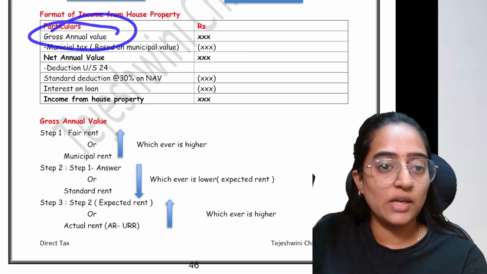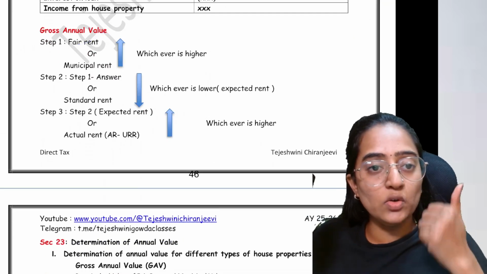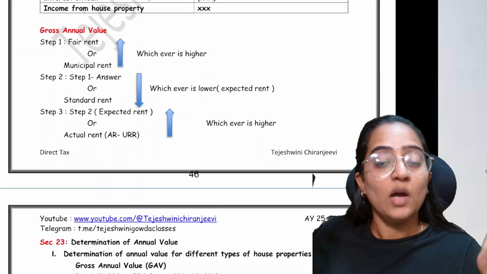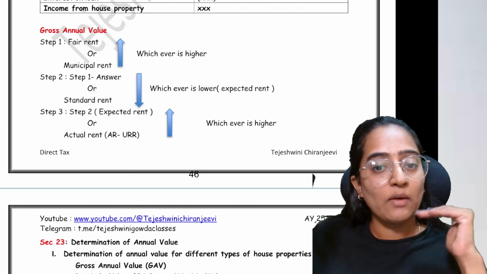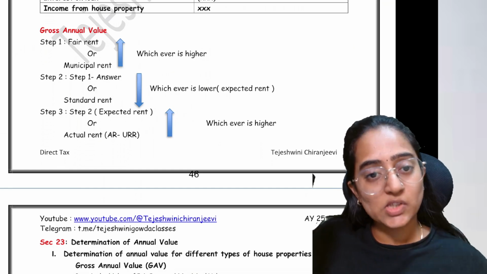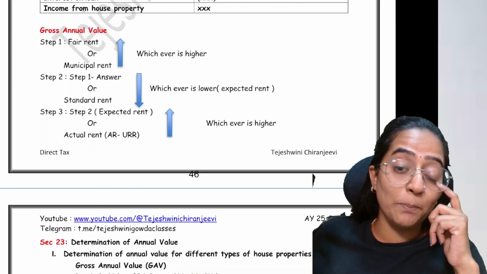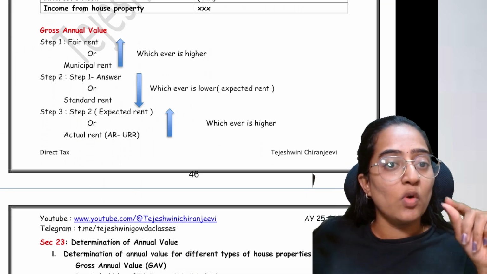How do you determine GAV? Very, very simple. In step number 1, you determine fair rent or the municipal rent, whichever is higher. Whatever answer you got in step number 1, you take it in step number 2 and compare with the standard rent, whichever is lower. And in step number 3, whatever answer you got in step number 2, you compare that with your actual rent and take whichever is higher.